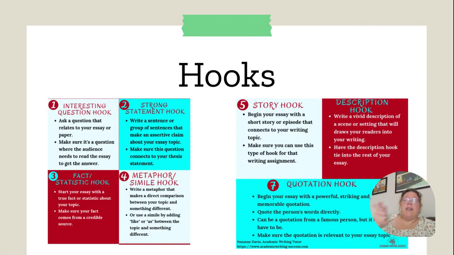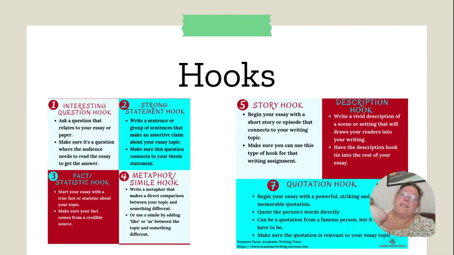All right, so your hooks, there are, again, lots of types of them. There are about seven main types that folks use, and we'll get into those a little bit. The first one that you can use is an interesting question. Ask a question that relates to your essay or paper, and make sure it's a question where the audience needs to read the essay to get the answer to the question that you asked.